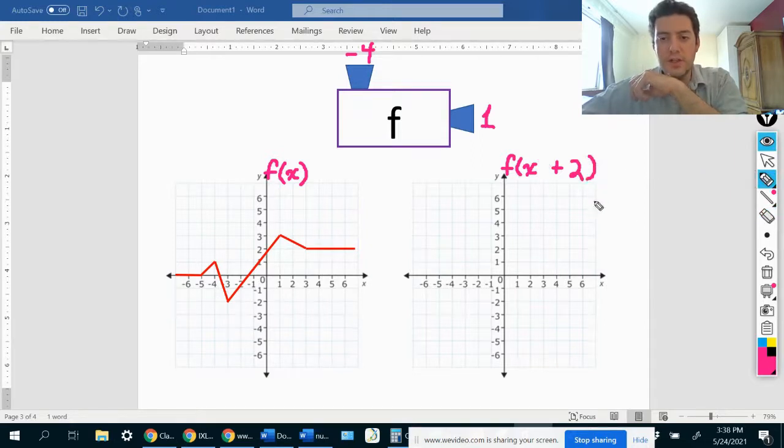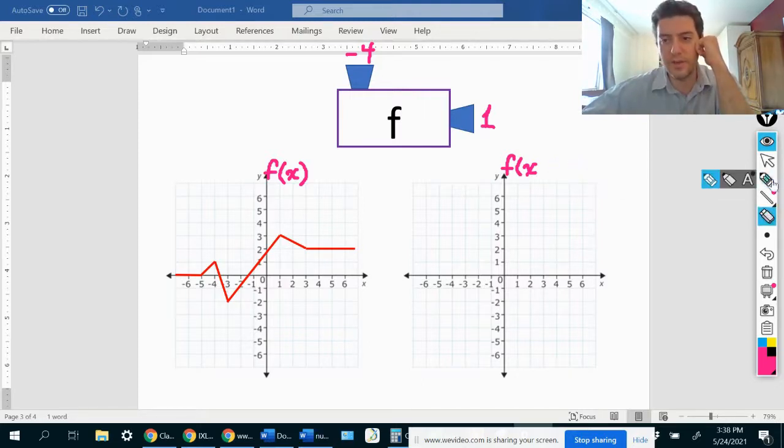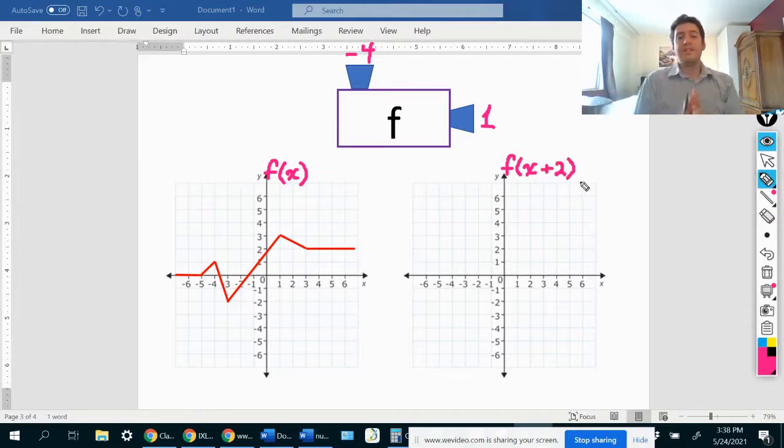Now what if we do this? What does this mean? Now if we have that plus 2 inside the parentheses, let me just write this a little bit cleaner. This is not the same as what we just did. Now what we're doing is we're taking the number from the x-axis and we're adding 2 to it before plugging it into the function machine.